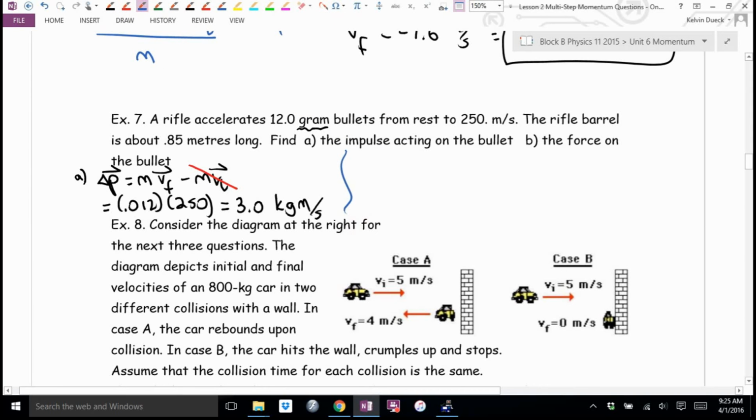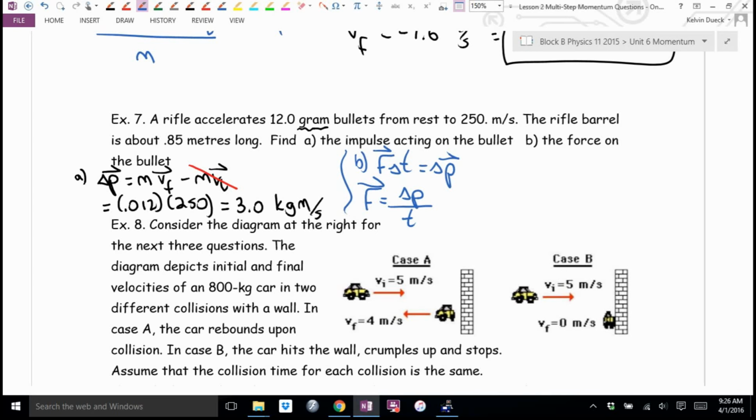Braden, what's B want me to find? What did I find in part A? I'm looking for one word. It'd be cool if there was an equation that had force and impulse in it. Is there? Oh, so if I hear you, you're telling me I can go force times time also equals impulse? How would I get the force by itself? Okay. Yeah? What's the time?